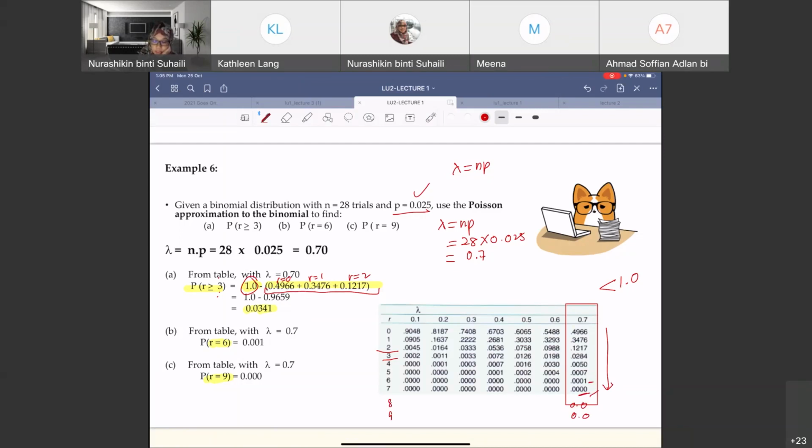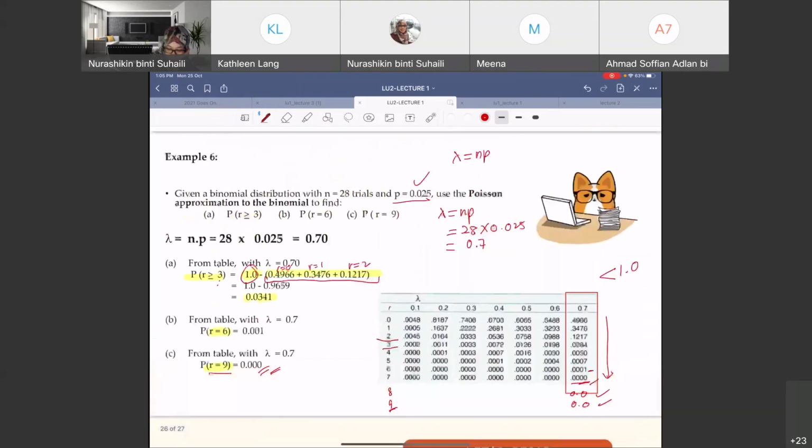It's going to be less than that. And if it is 0, and probability there is no negative values, so it should be 0. That's why for r equal to 9, even though r equal to 9 is not here, you can say it is 0 based on that assumption. Probability there is no negative values. You cannot say negative 0 point whatever. So that's how you can answer this question even though it's not stated in the table. I think that's it. That's the last slide I have.